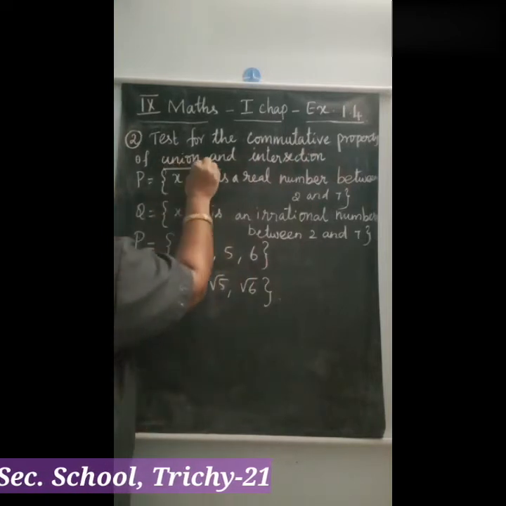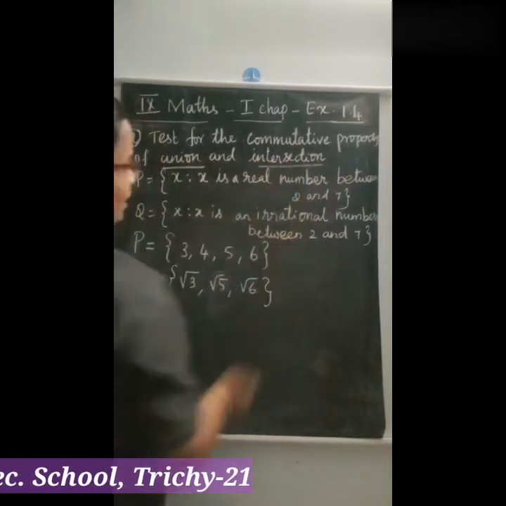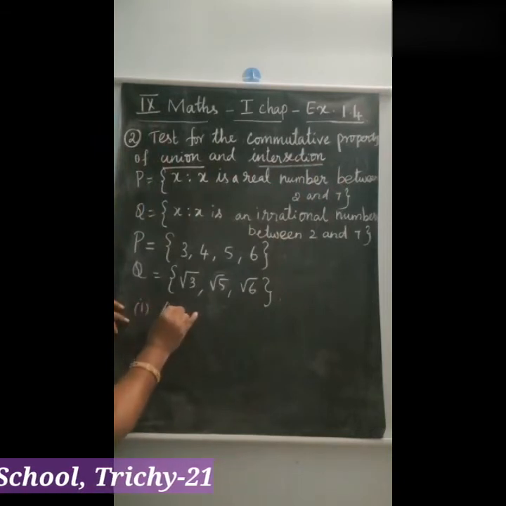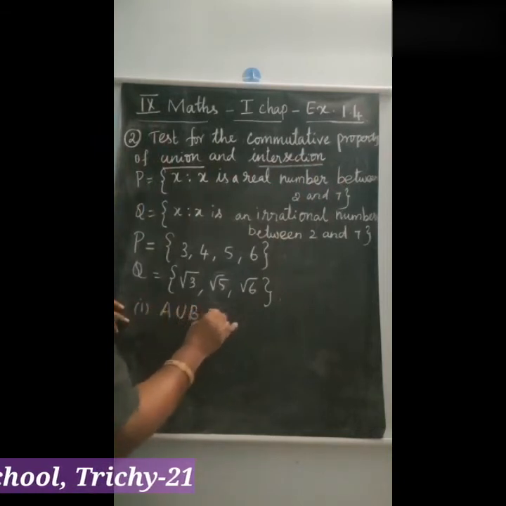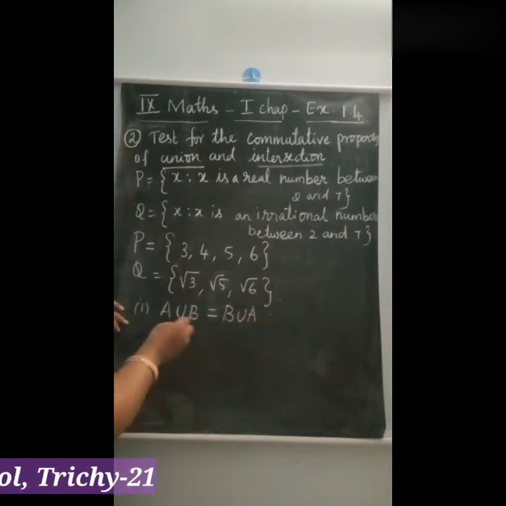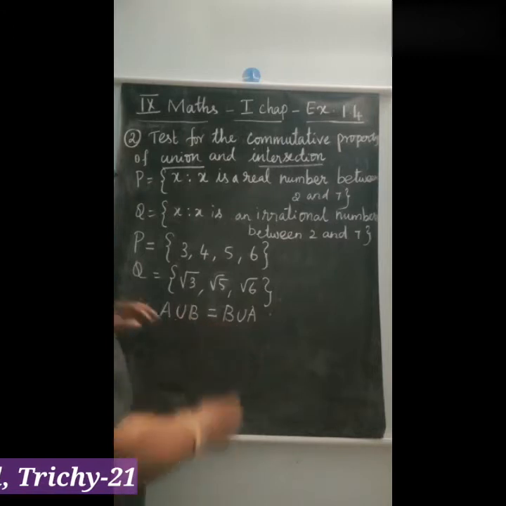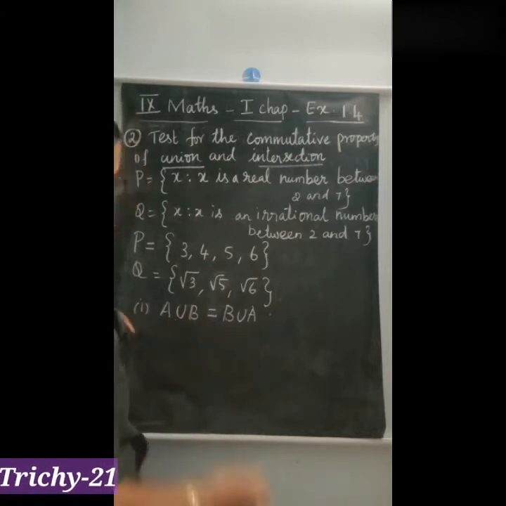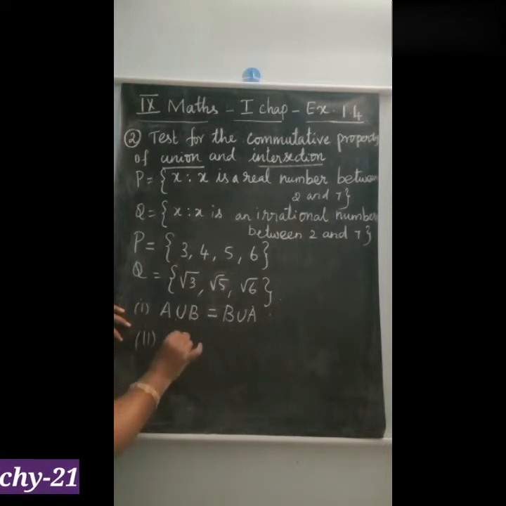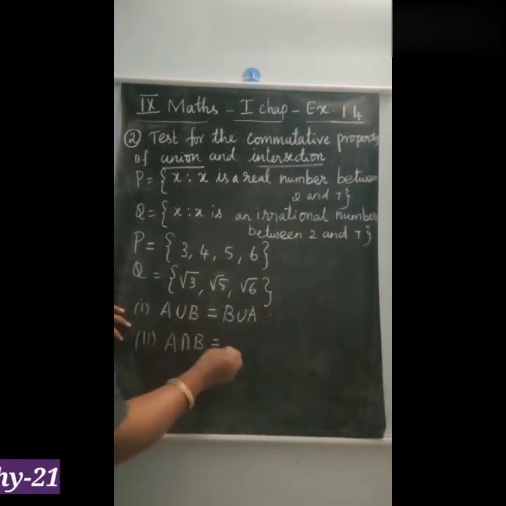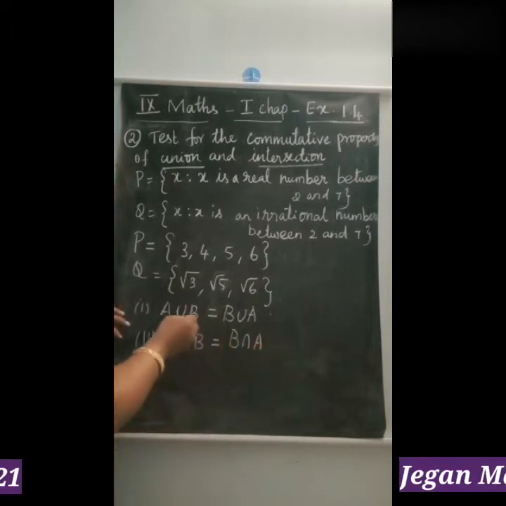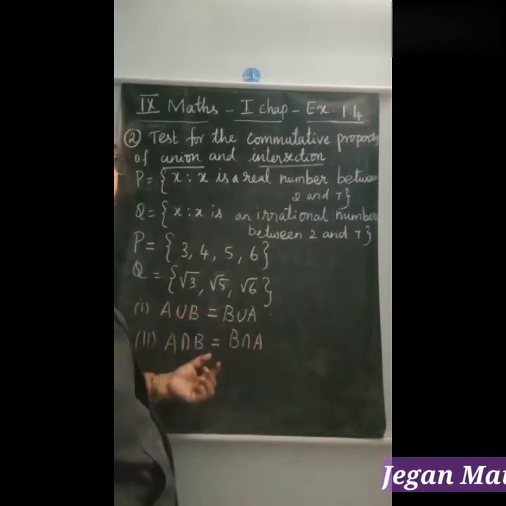What is the commutative property of union? First you have to take union and then intersection. What is the formula for union? The commutative property of union is A union B is equal to B union A. You have to prove A union B is equal to B union A. Next one is intersection. A intersection B is equal to B intersection A. So, we have to prove these two formulas.